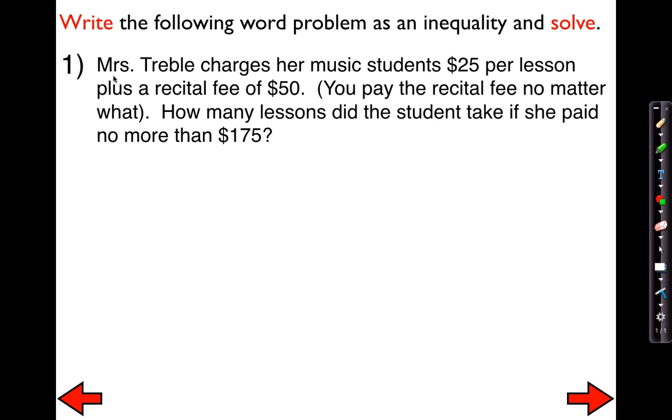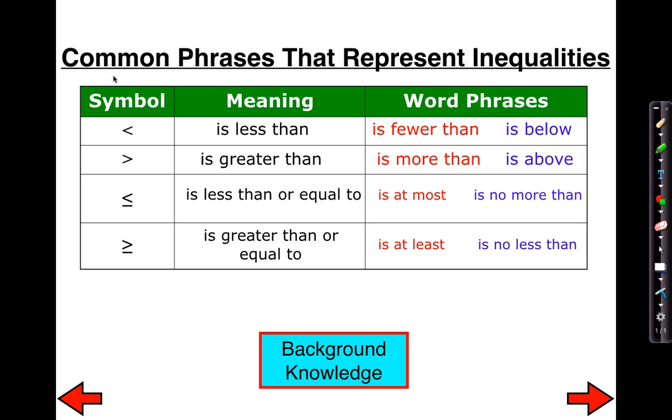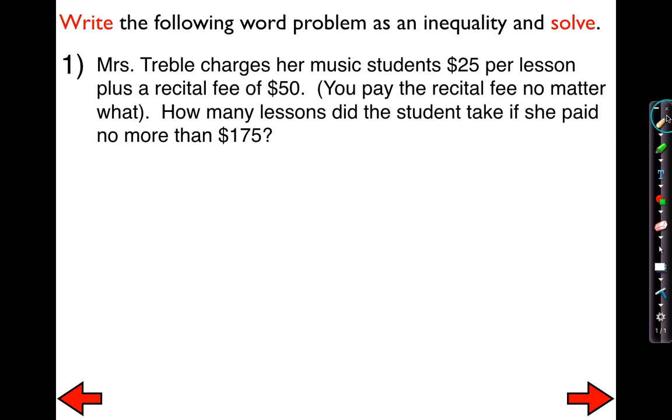So first things first, let's look back at our chart. What does no more than mean? No more than is basically less than or equal to, meaning it can be equal to it, but it can't be more than that. So it's definitely going to be less. So it's less than or equal to. Okay, so now that we know that, let me just write it real quick. This is less than or equal to.